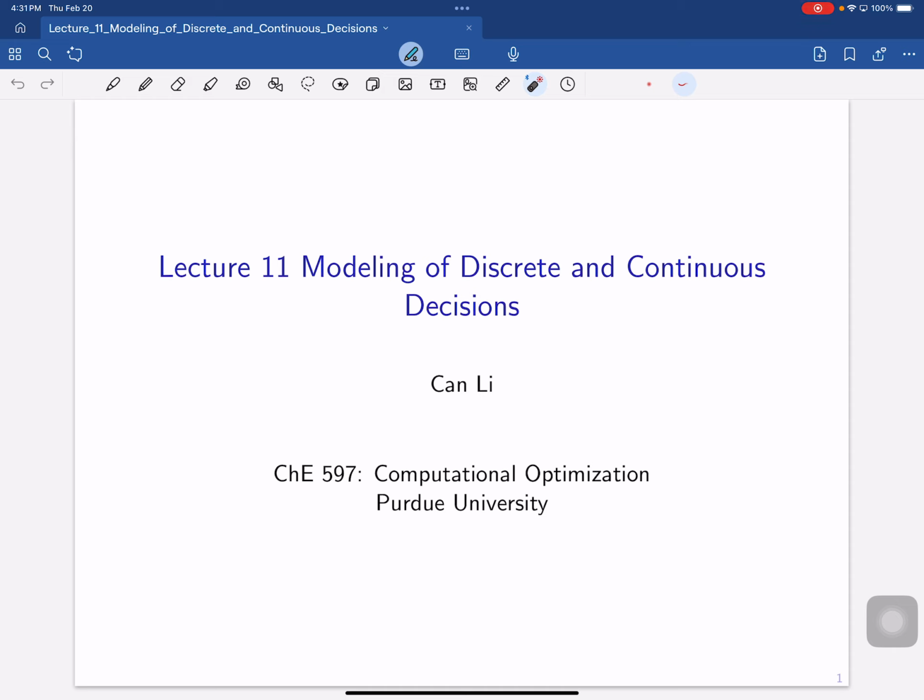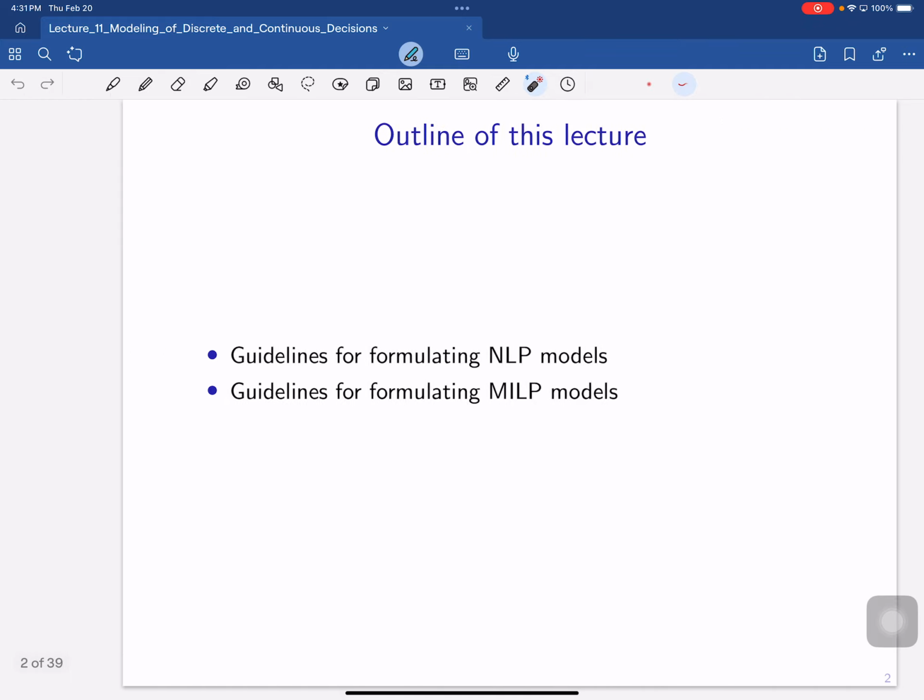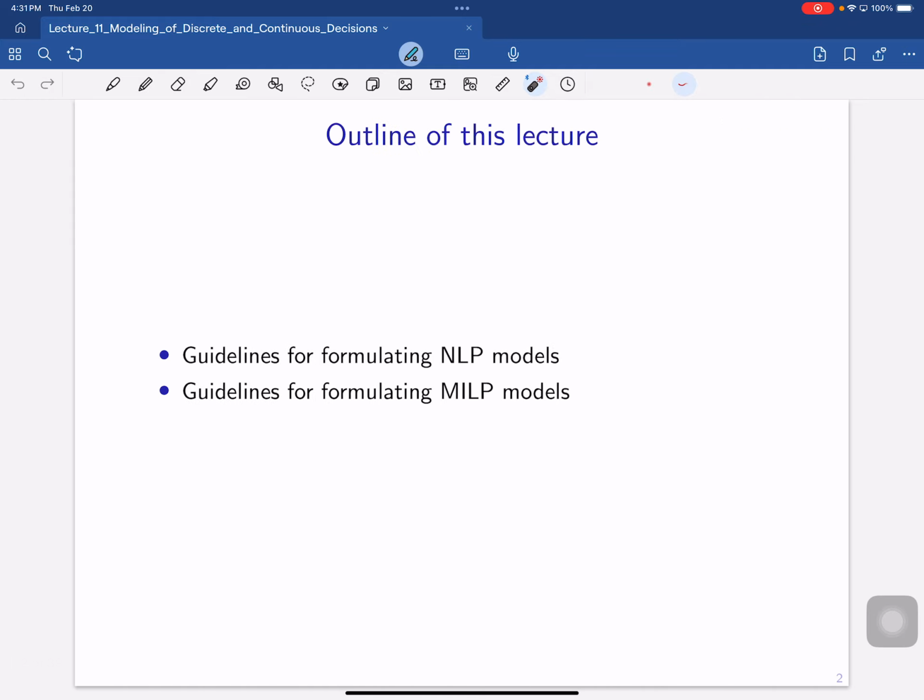So the major technique we cover in this lecture is how do you convert logic propositions, domain knowledge represented by logic. For example, if I do this, I don't do that, and so forth. How do you convert those logic decisions into 0-1 variables? But before that, we will finish a few things about nonlinear programming before we go to mixed integer linear programming.